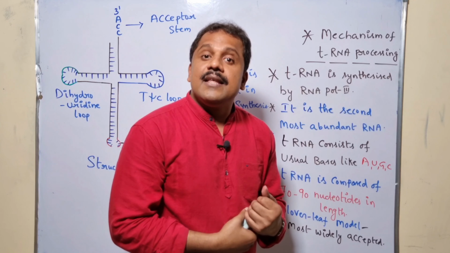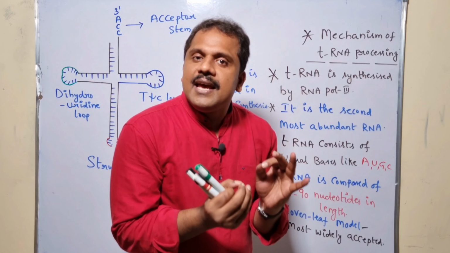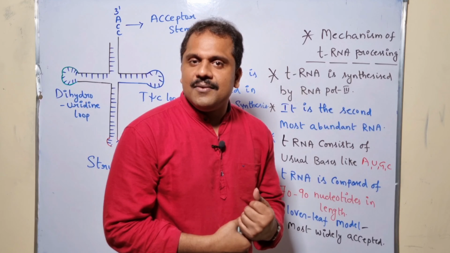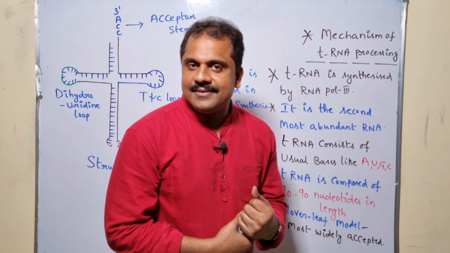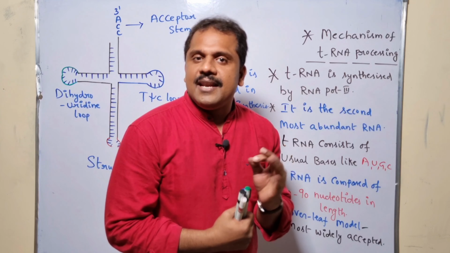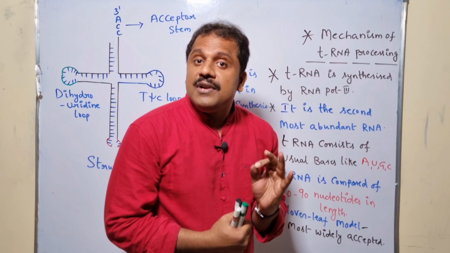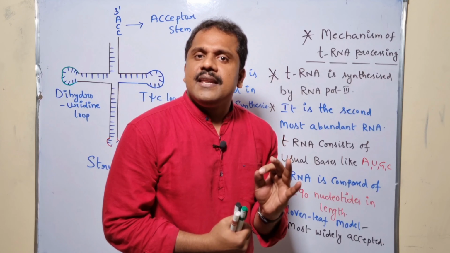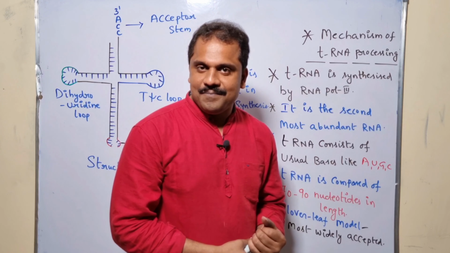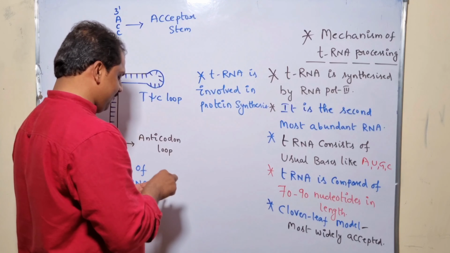So if we consider the various modifications which take place during the tRNA processing mechanism, they include chemical modifications, cleavage and trimming. So all these are the various modifications which take place in the structure of the tRNA during the tRNA processing mechanism. Is it clear? So let me write it on the board. So what are those?